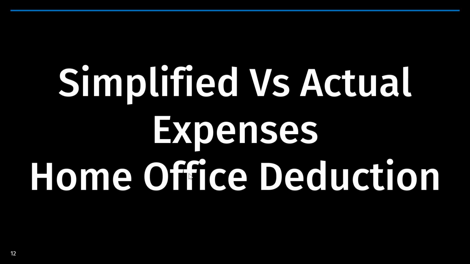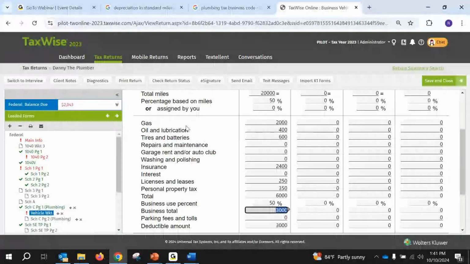Let's talk about the differences before I scroll to the next slide. The simplified method, instead of using miles like we would with the vehicle, is going to look at the square footage of the office, and then we're going to get a flat deduction rate based off the square feet. Now, the IRS is going to cap this, so even if they're using a mega room in their house as their office, the simplified method may not be the best method because the actual expenses could be higher. And if we look at actual expenses, if we go back and look at our vehicle worksheet, it's basically the same thing, but for an office.